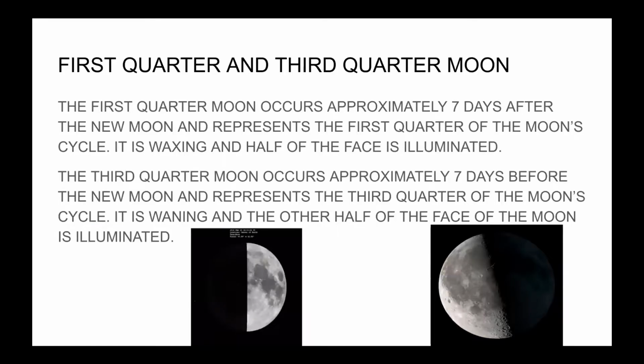First quarter. The first quarter is not talking about the amount of light, the amount of illumination on the moon. It's talking about the moon looking like it's half of a moon. That's the first quarter. And then when it comes around the other side, third quarter.